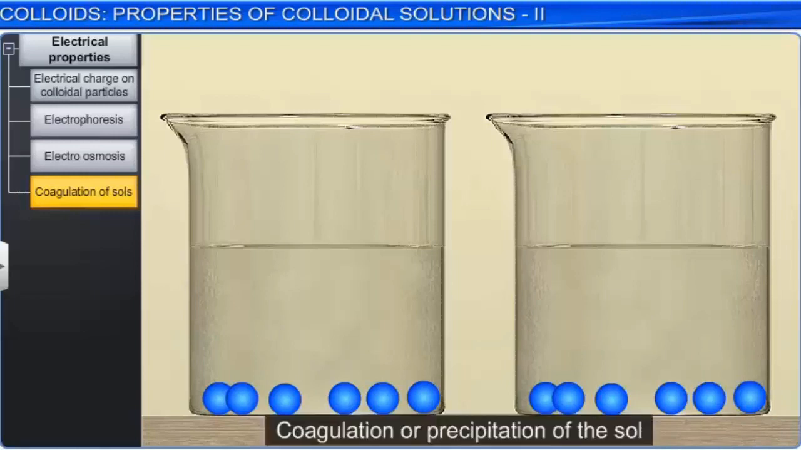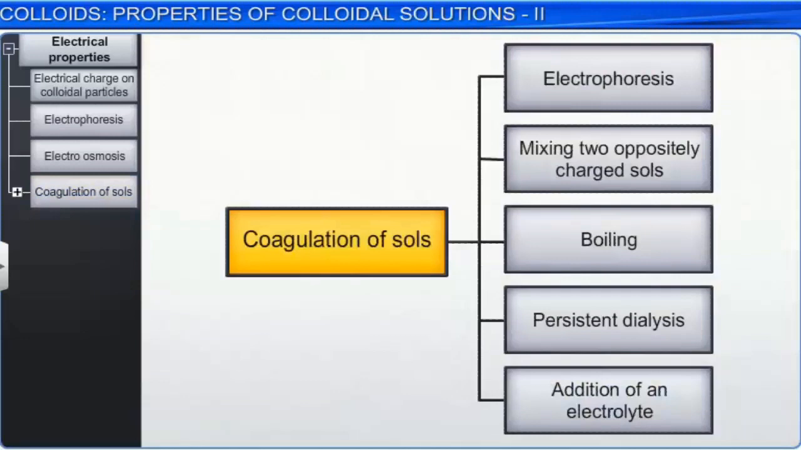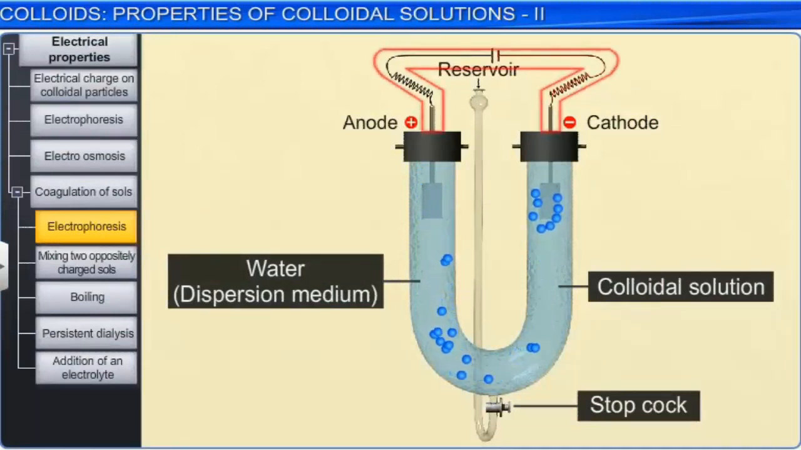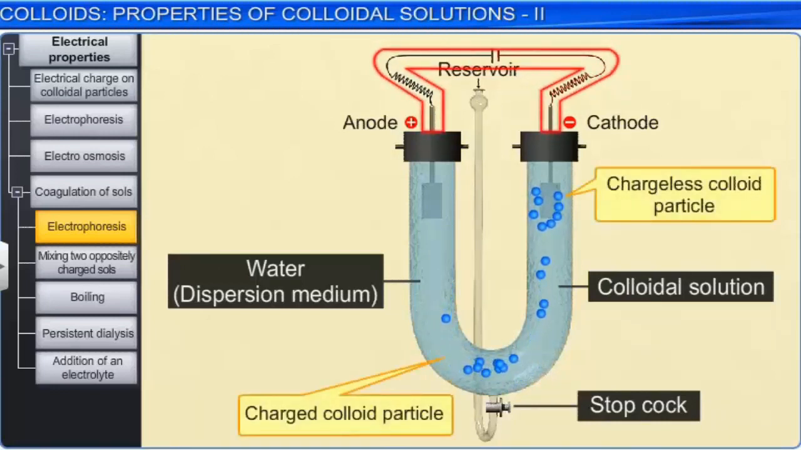The coagulation of a lyophobic colloidal solution can be achieved in a number of ways. One method is electrophoresis. You know that the colloidal particles in a colloidal dispersion move towards a particular electrode under the influence of an electrical field. If the process is carried over a prolonged period of time, then the colloidal particles get discharged at the oppositely charged electrode and get coagulated.